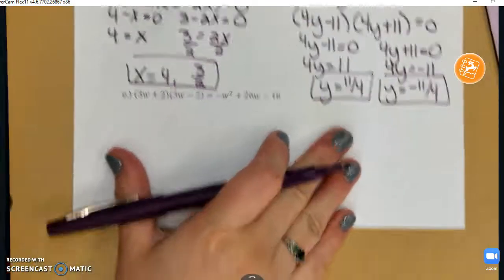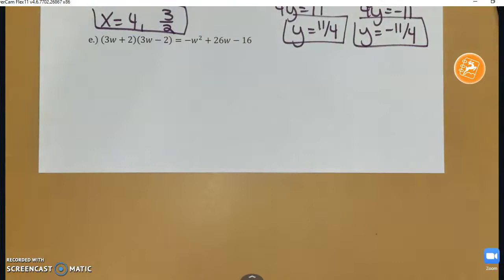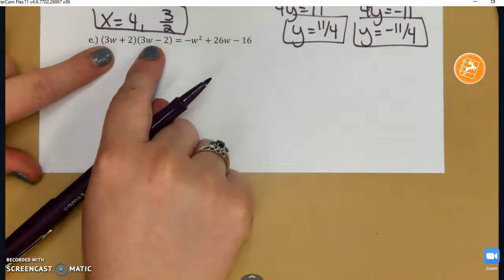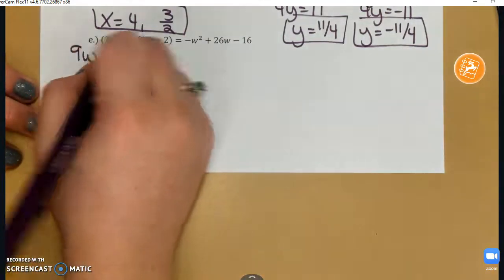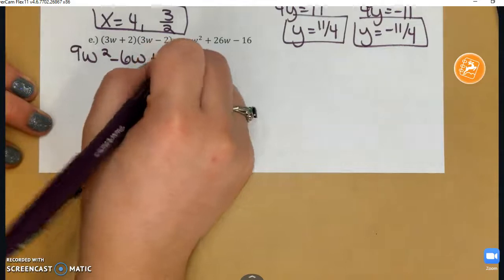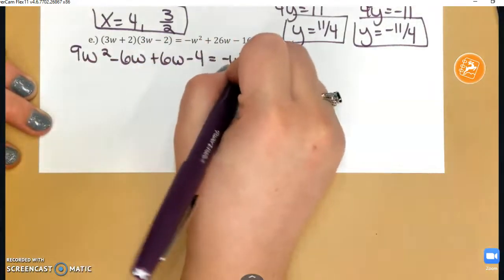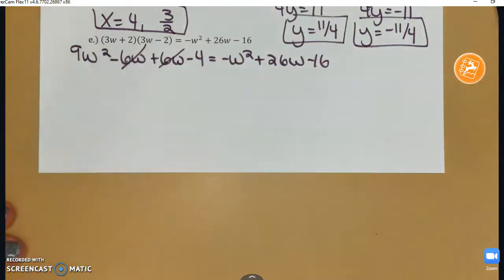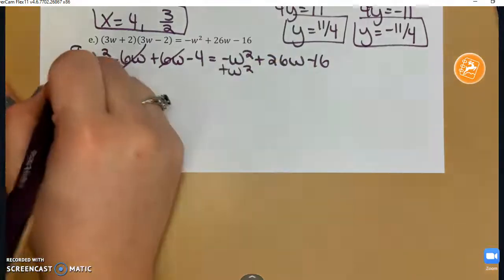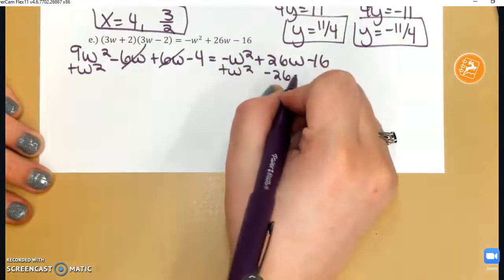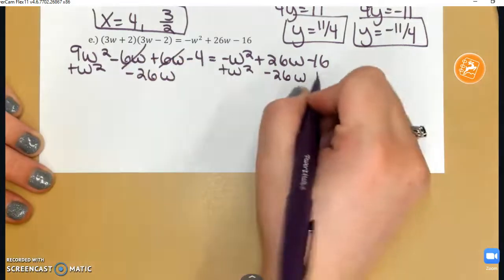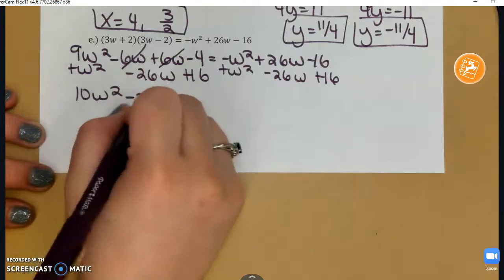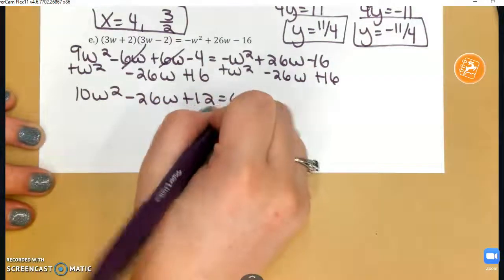Okay, last one, E. This one I actually do need to do some multiplication before I can combine my like terms. This first part on the left I need to FOIL, so that's going to give me 9w squared minus 6w plus 6w minus 4. And so those middle terms are actually going to cancel on the left, so now I can move over everything from the right. And I'm going to get 10w squared minus 26w plus 12 is equal to 0.